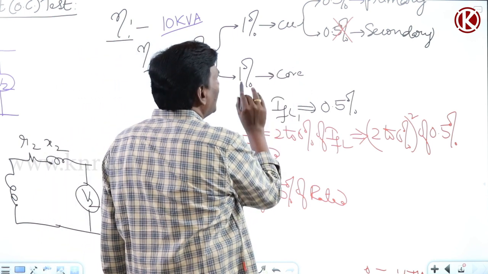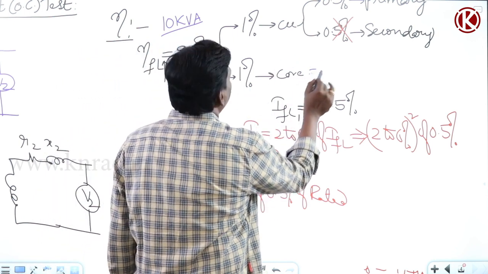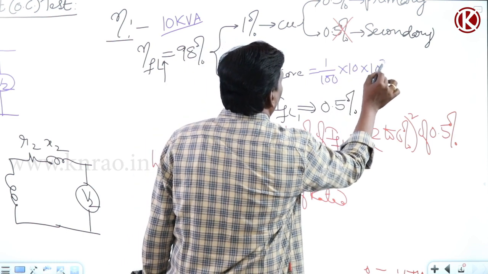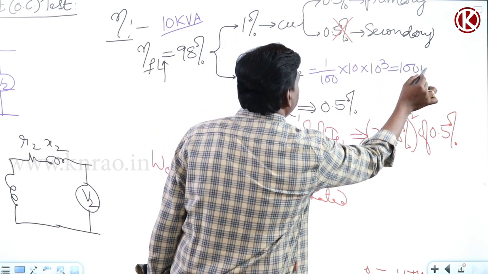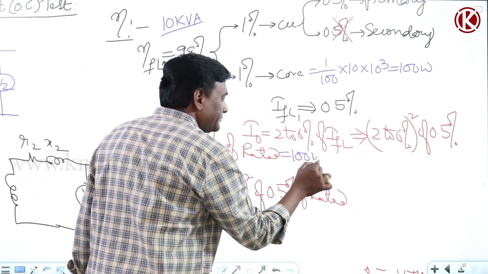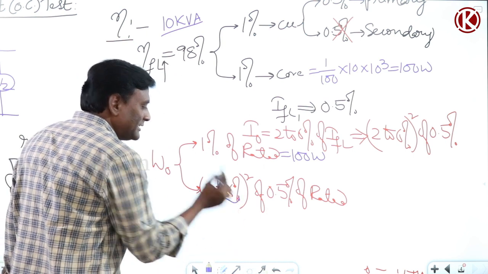Under that condition, how much is 1%? It is going to be 1 by 100 of 10,000, which is 100 watt. So 1% of rated capacity is going to be 100 watt. Now let me think of this as 5%.